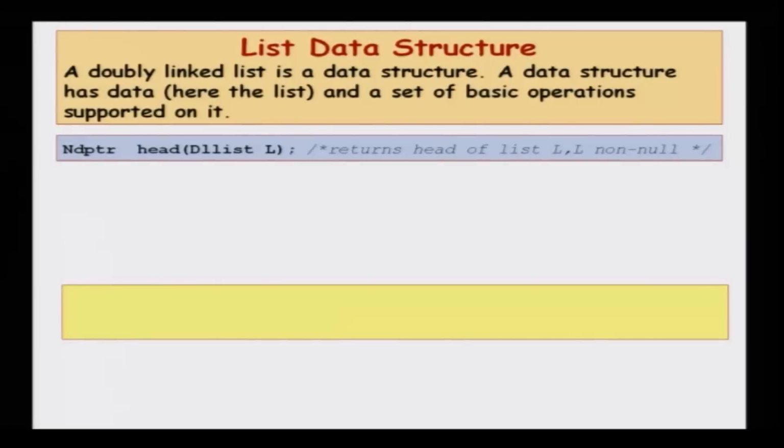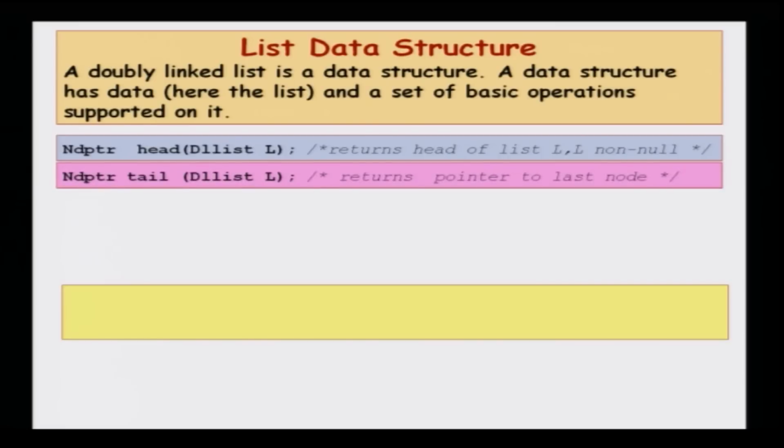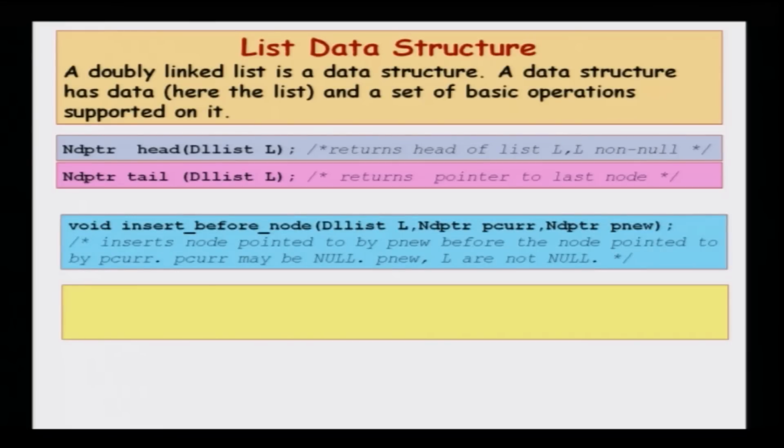So, node pointer head. This is a function that should return the head of the list. Similarly, node pointer tail, this should return the tail of the list. Insert before, so this is like the insert before node in the case of a simply linked list. Here we are given a current node and we have to insert before a current node in the doubly linked list. Notice this was difficult in a singly linked list because there was no way to go from a current node to a previous node. We could always go to the next node.